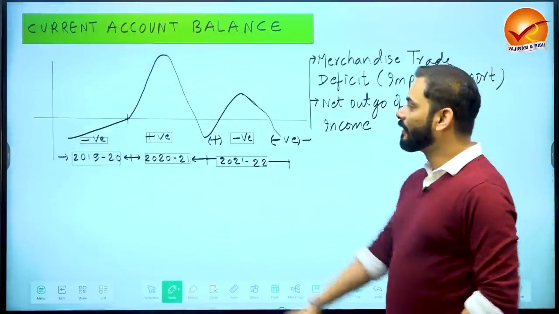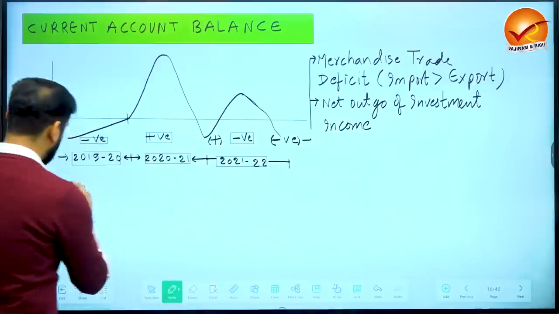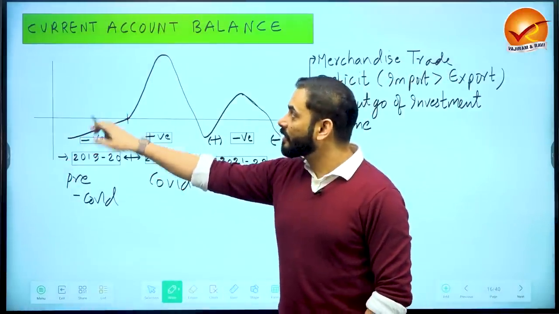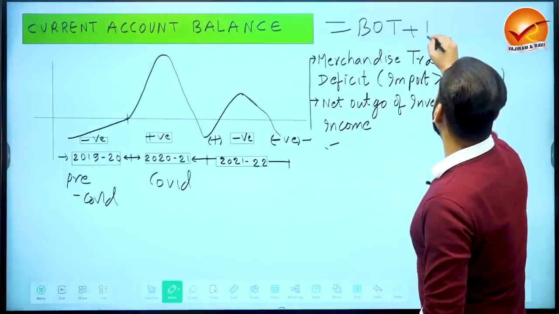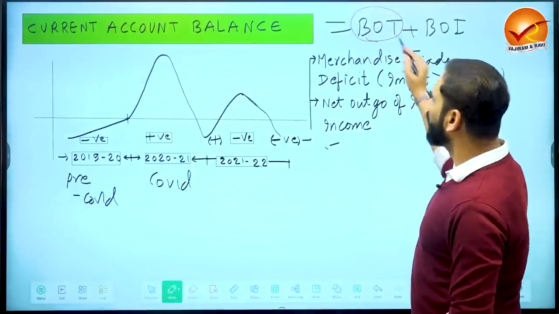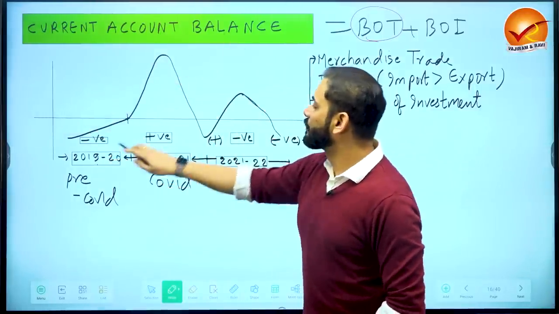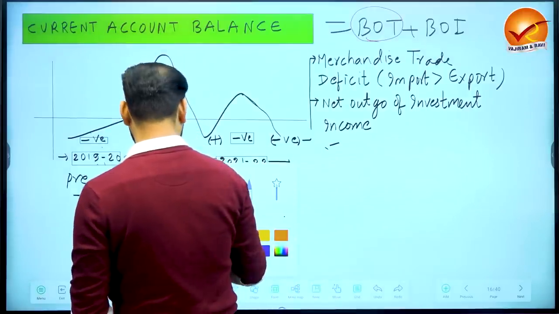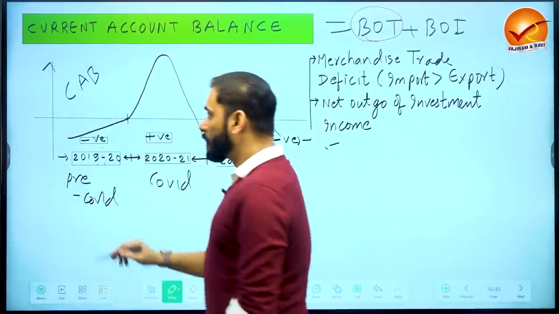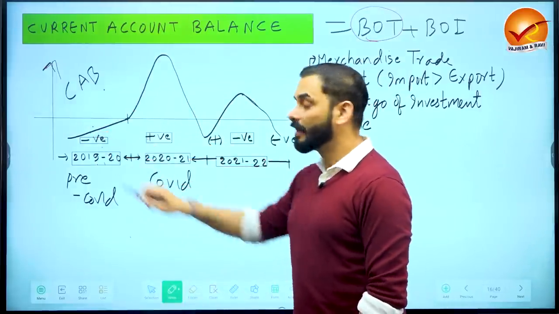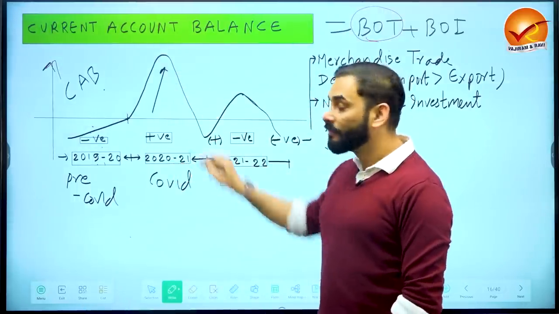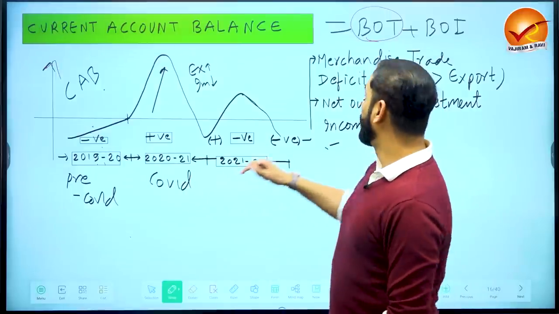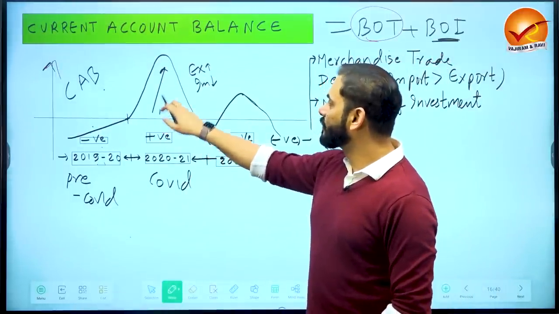So let's see. In the year 2019-20, this is pre-COVID, right? This is called pre-COVID, this is COVID and this is post-COVID. So pre-COVID, our current account balance, what is current account balance? Balance of trade plus balance of invisibles. This was hugely negative. Hence, our current account balance was negative. See, 2019-20 negative. We are taking current account balance on the y-axis. So our current account balance was negative. In 2020-21, it turned out to be positive. Why? Because our exports increased, and because of lockdown restrictions, our imports reduced. Plus we did well in invisibles as well. So our current account balance went up.